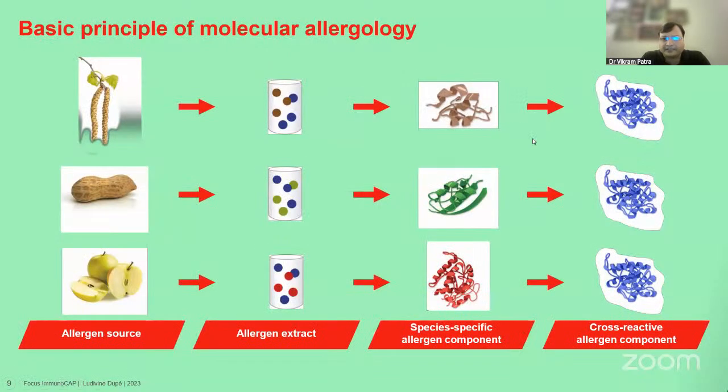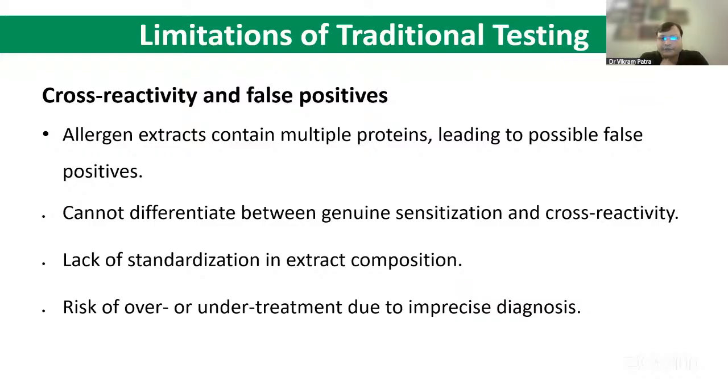Imagine if a patient has IgE against the cross-reactive allergen component, still our skin prick test will come positive. And even if the species-specific allergen component is present, skin prick test will come positive. So it cannot differentiate between genuine sensitization and cross-reactivity. And there is a lack of standardization in extract composition. We all know in our country we don't have standardized allergens, and because of this imprecise diagnosis we may overtreat or undertreat.